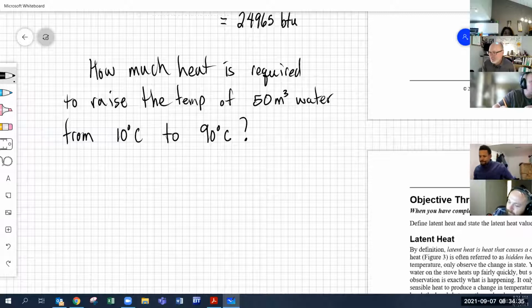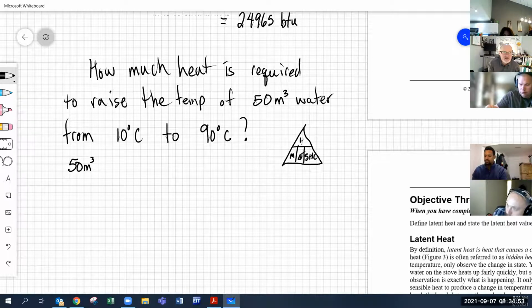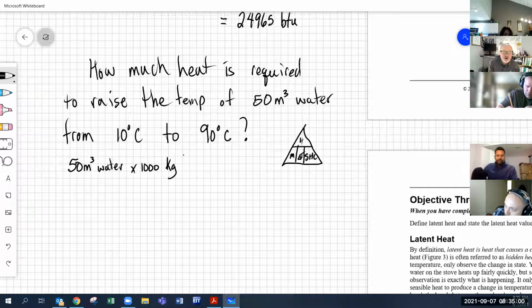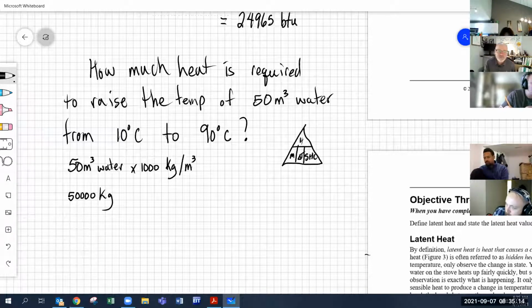from 10 to 90? So the formula triangle will say that the heat is equal to the mass times the delta T times the specific heat capacity. So I need a mass to start out. 50 cubic meters of water. I know that there is 1,000 kilograms of water in a cubic meter. So I have 50,000 kilograms of water is my mass. Remember, we always have to start with a mass first. Then I'm going to multiply my delta T. So we go 10 to 90. So my delta T is 80 degrees Celsius.